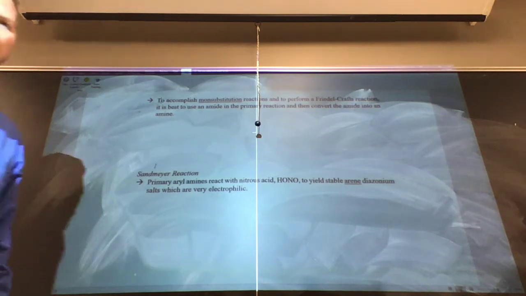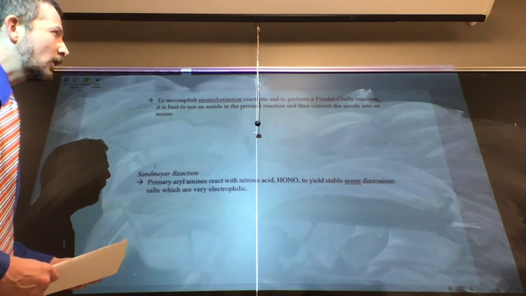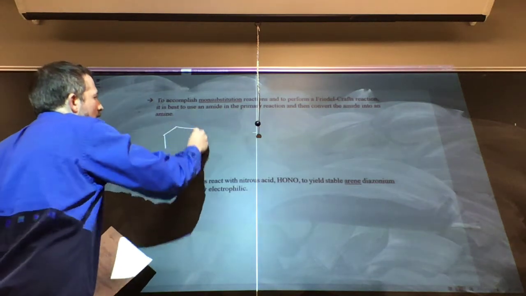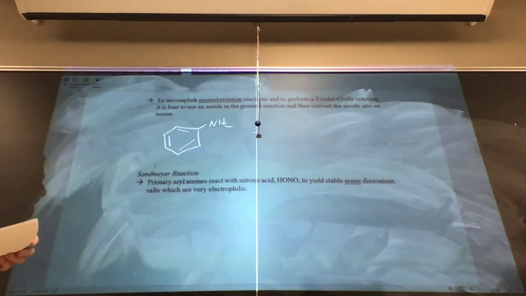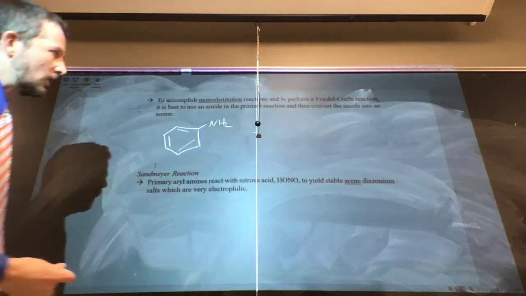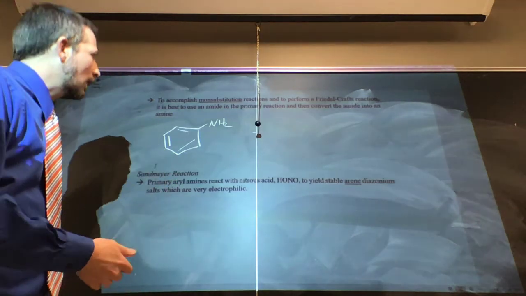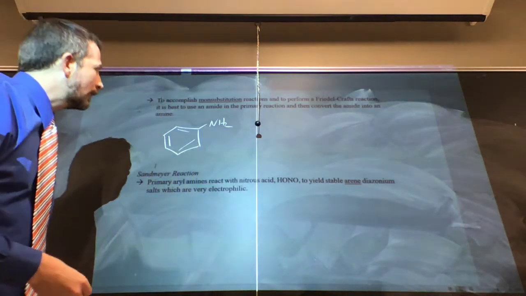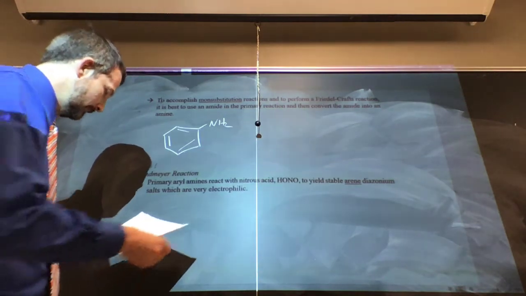To accomplish monosubstitution reactions in the form of Friedel-Crafts reaction, it is best to use an amide in the primary reaction and then convert the amide into an amine. So if you start out with an amine, I cannot do a Friedel-Crafts reaction on that, because a Friedel-Crafts reaction requires a Lewis acid catalyst and the amine will react with that. And so what I can do though is first convert your amine to an amide.